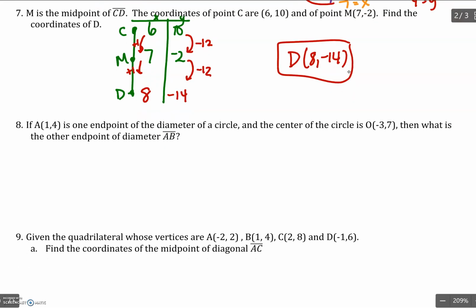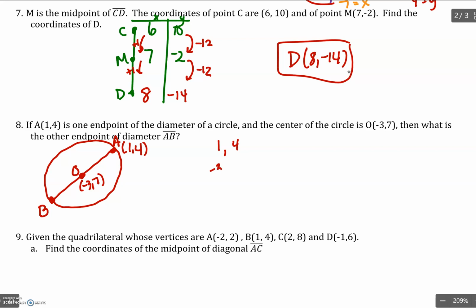Number 8. A is one endpoint of the diameter of a circle. So again, we're dealing with a midpoint question in disguise. And the center of the circle O is at -3, 7. What is the other endpoint of diameter AB? So similarly, I can just figure out the change from 1, 4 to -3, 7, and then repeat it to get B.